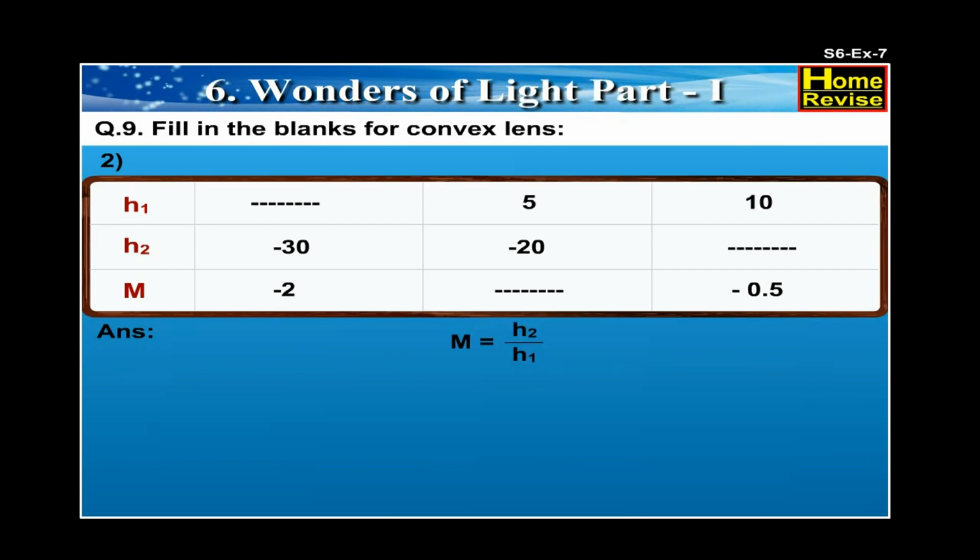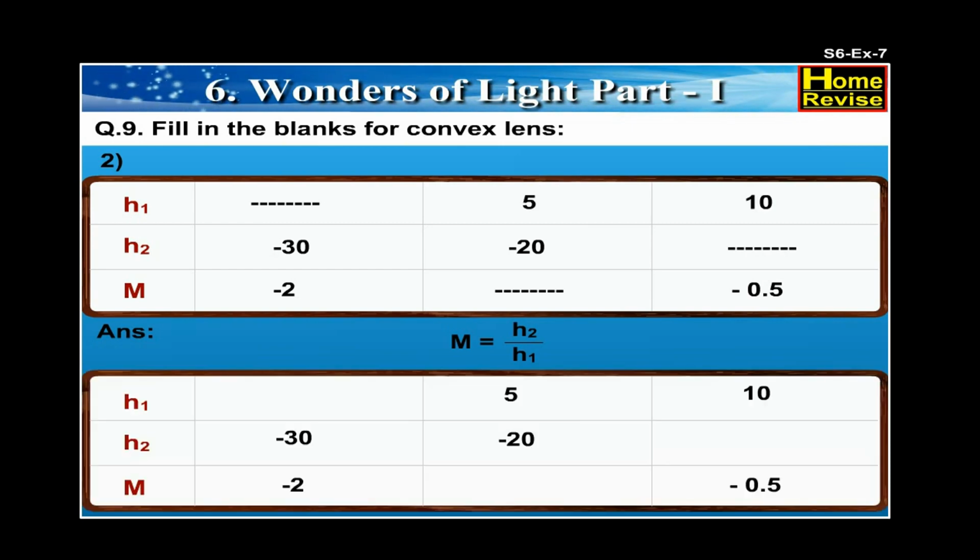Magnification M is equal to H2 upon H1. Substituting the values, minus 2 is equal to minus 30 centimeters upon H1. Therefore, H1 is equal to minus 30 upon minus 2. Therefore, H1, that is height of object, is equal to 15 centimeters.